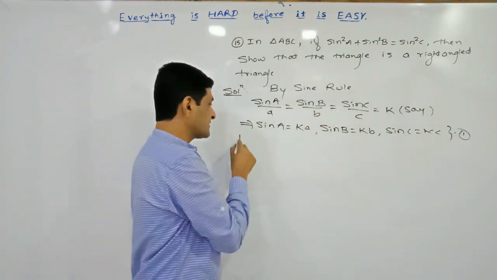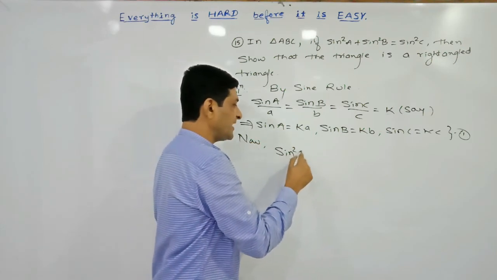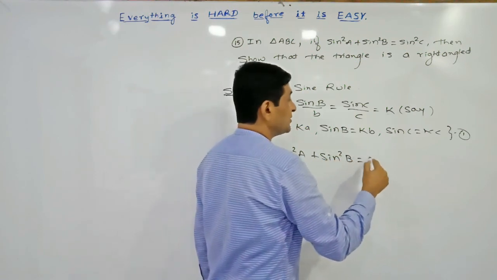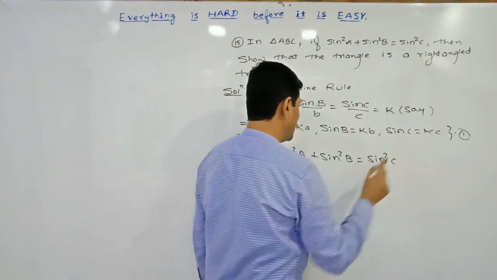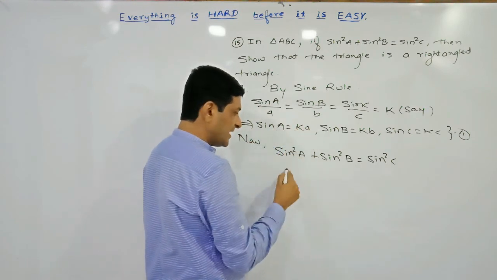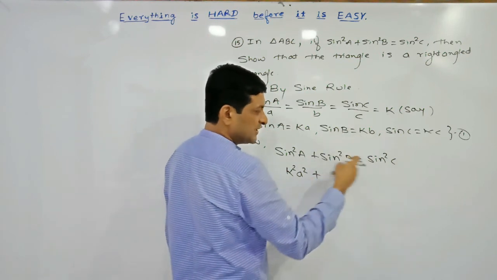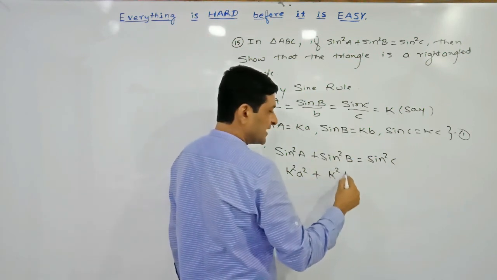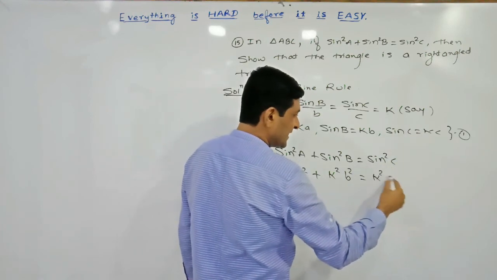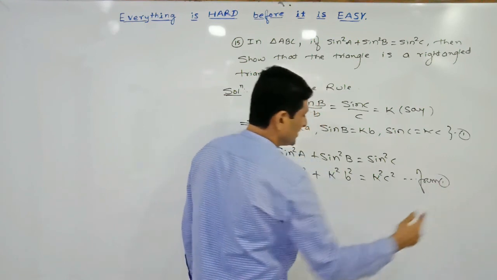Now we are considering the given equation. What is the given equation? sin square A plus sin square B is equal to sin square C. Now sin A is equal to ka, so sin square A will be equal to k square a square. sin B is kb, meaning sin square B is equal to k square b square, and sin C is kc, so its square will be equal to k square c square. All these values we are substituting from equation number first.